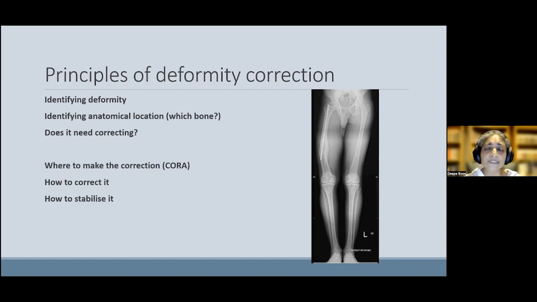Once you've decided that you want to correct your deformity, then you need to decide where to make your osteotomy, how to correct it, and how to stabilize it. So we'll talk about each of those things in turn.